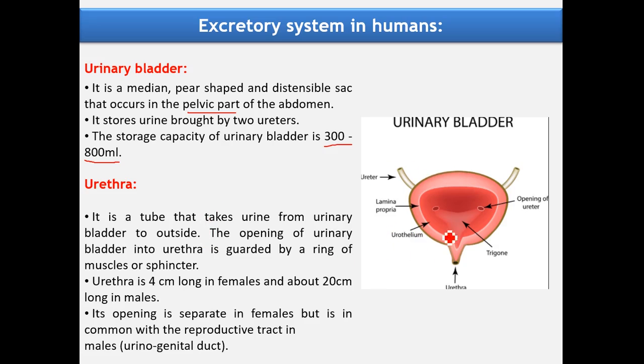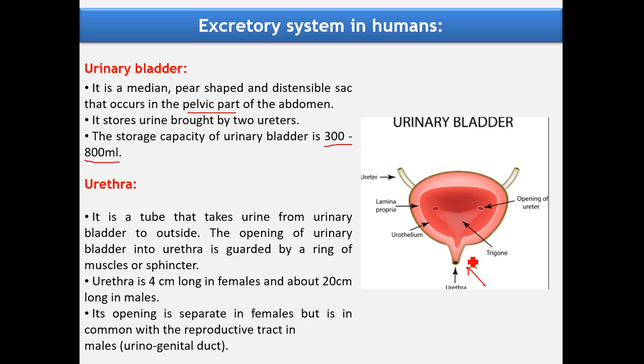And coming to the urethra, it is a tube that takes urine from the urinary bladder to the outside of the body. The opening of the urinary bladder into the urethra is guarded by a ring of muscles, or sphincter. So, between the urinary bladder and the urethra, a sphincter muscle is present.